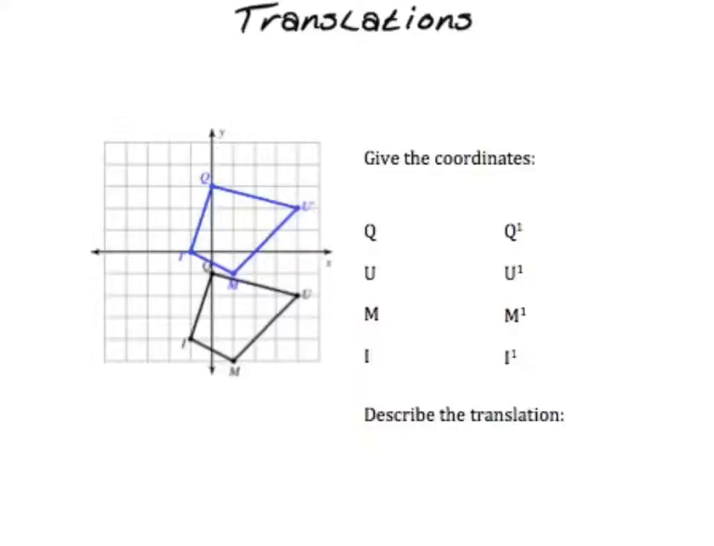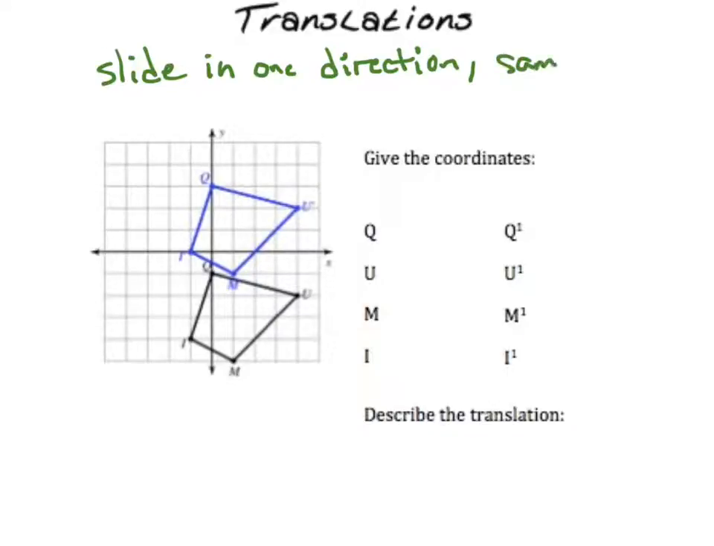All right, so for today we're going to focus on just one type of transformation. We're going to focus on translations. And if you want to have your notes handy, you might want to say, as a reminder, that here we are sliding the shape in one direction and we end up with the same shape and size.